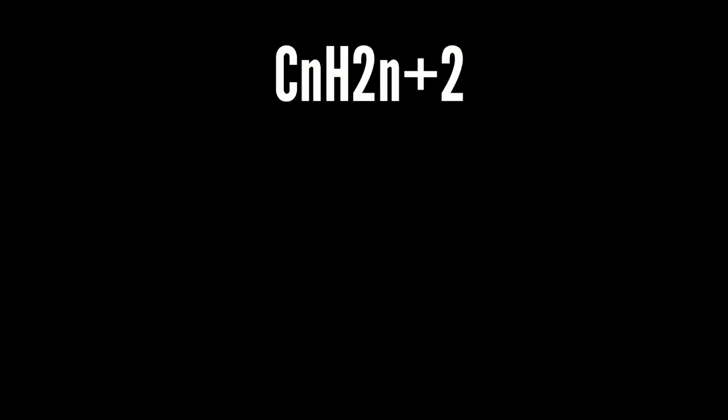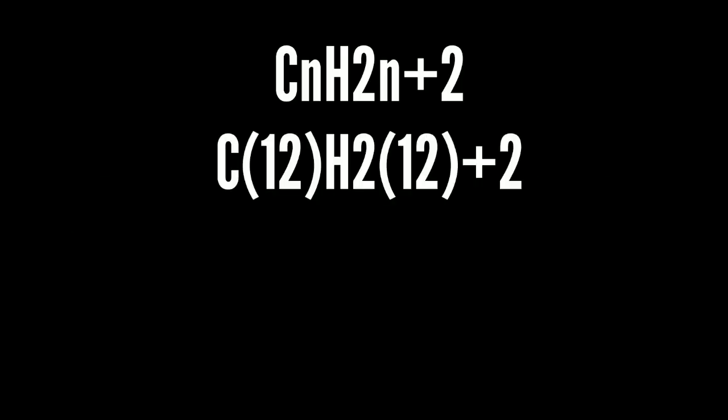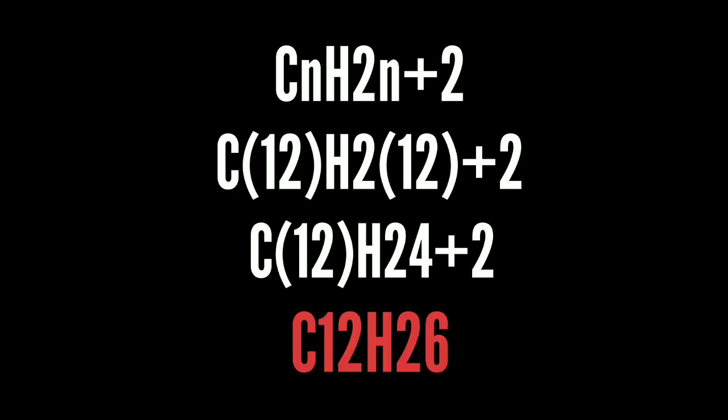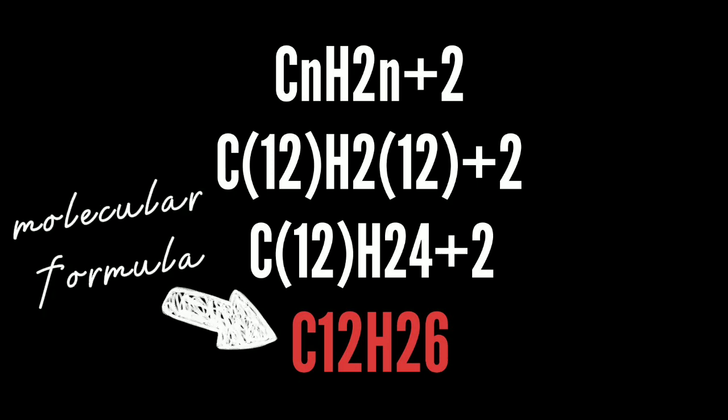Since I said a while ago that dodecane consists of 12 carbons, then we will change the n into 12, which will make it C12H(2 multiplied by 12, plus 2). Multiply the 2 by 12 and it will be C12H(24 plus 2). And when we simplify it, we will get an answer of C12H26. C12H26 is the molecular formula of dodecane.